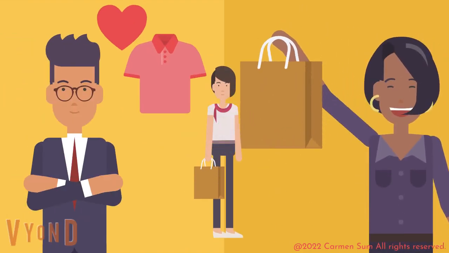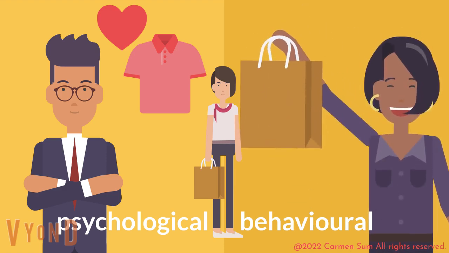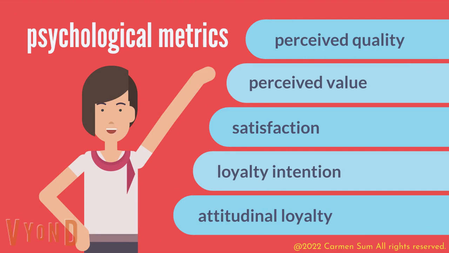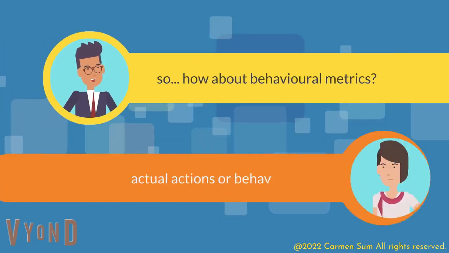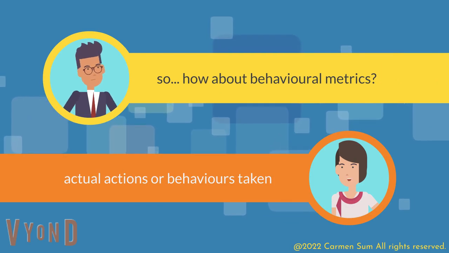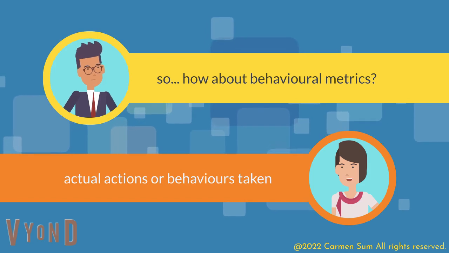Basically, we could have two types of metrics for CRM, psychological or behavioral. Examples of psychological metrics include perceived quality, perceived value, satisfaction, loyalty intention, and attitudinal loyalty. They are the feeling or mental state, rather than actual behaviors taken. So, how about behavioral metrics? Behavioral metrics focus on the actual behaviors being taken by the consumers or customers. Let's explain them one by one.